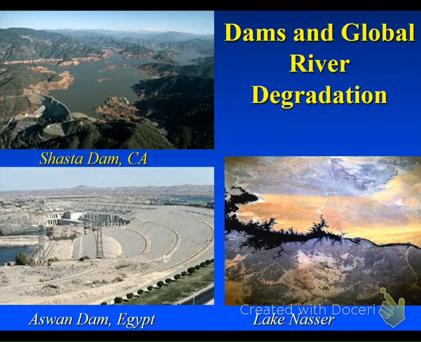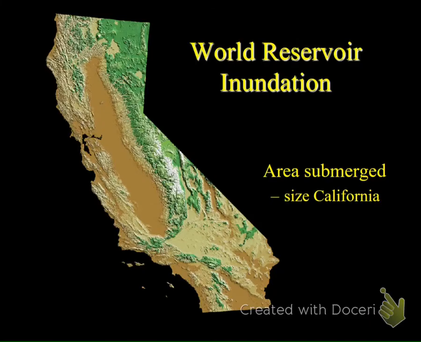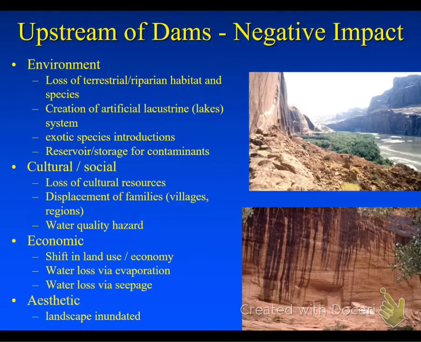Dams are found worldwide. 39,000 of them in 1986. And how much water is behind them? There's enough water to cover all of California. The surface area of all those dams is enough surface area to cover all of California. That is no longer available for people to live or animals and plants and other things to live.